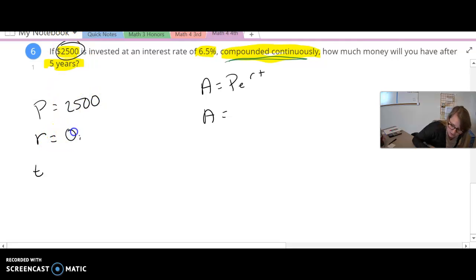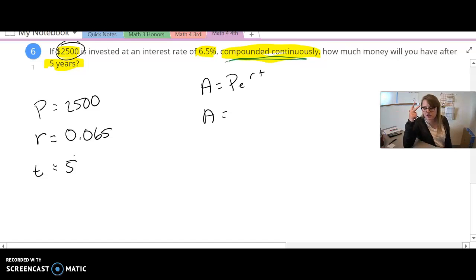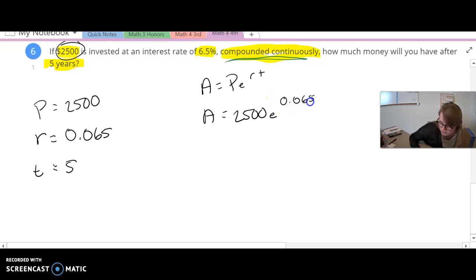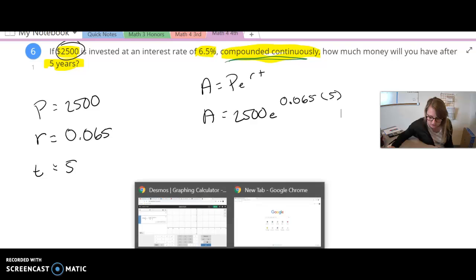Our rate is the same as before, and time is the same as well. Again, rate is always going to be my percentage, and time is going to be that 5 years. So I'm going to go ahead and plug those in. We have 2,500 e, and then my rate is 0.065, and then time is 5. Again, I'm just going to go ahead and use Desmos.